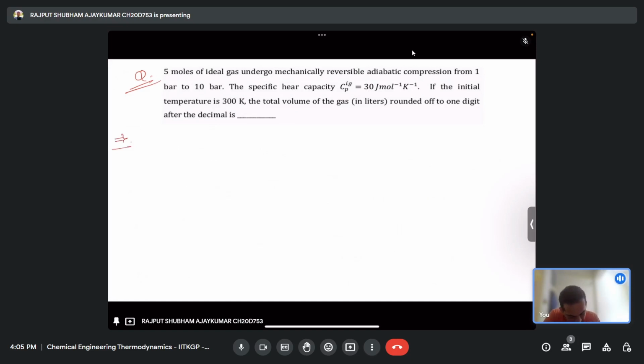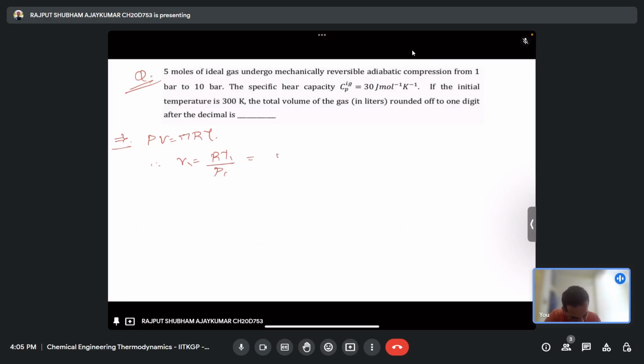So what we'll do, we'll use the ideal gas equation PV equal to nRT. Now V1 equal to RT1 by P1. Okay.